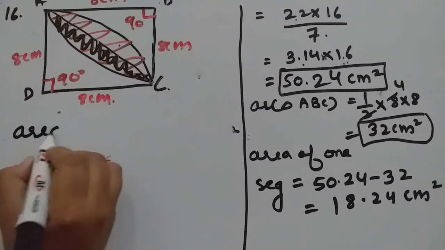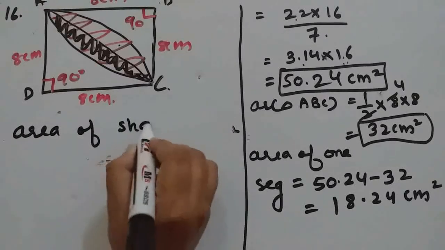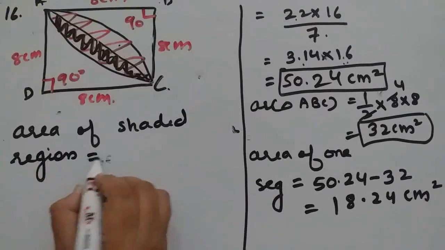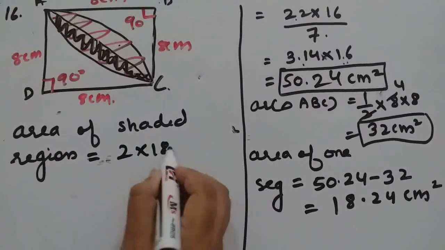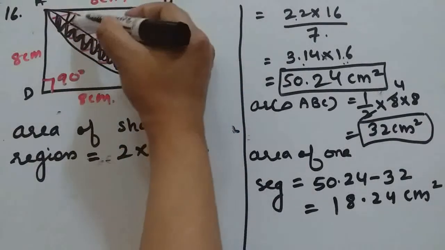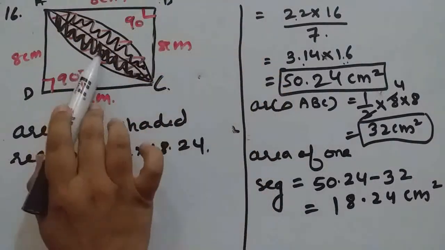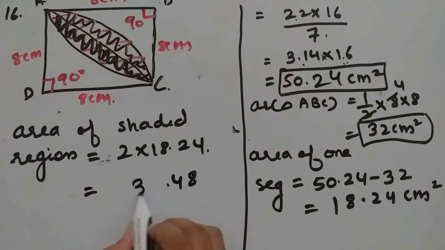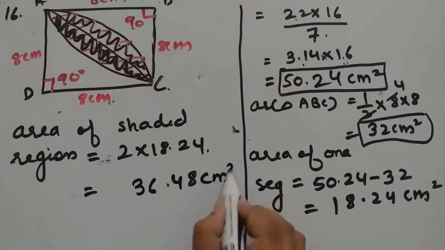So area of shaded region will be 2 into 18.24, isn't it? Don't write 2 segment. Area of shaded region means both will come now. 2 into this area. So 36.48 centimeter square.